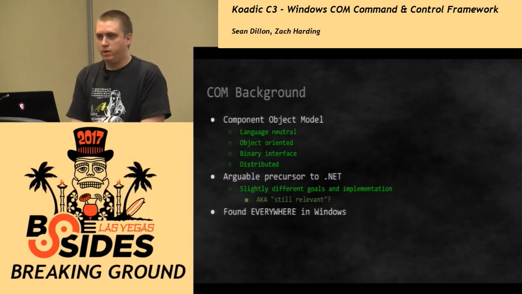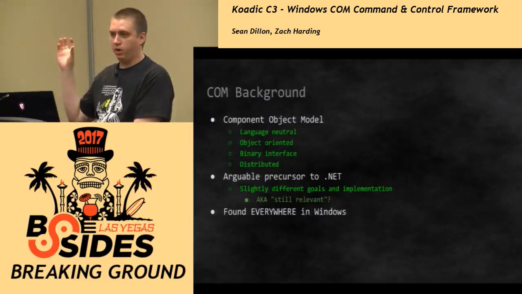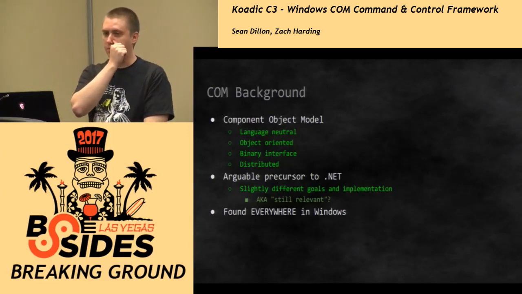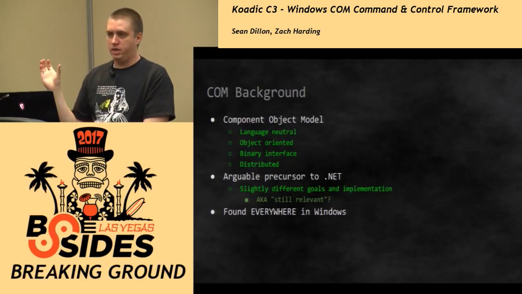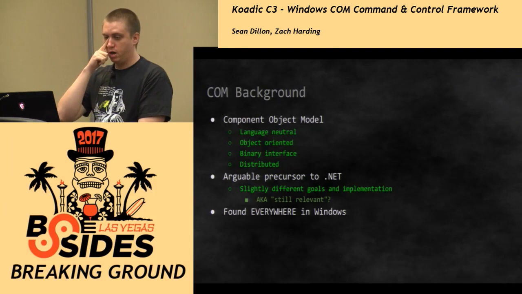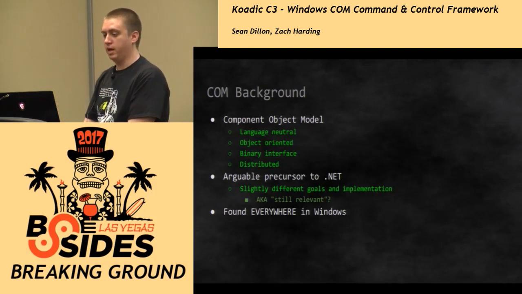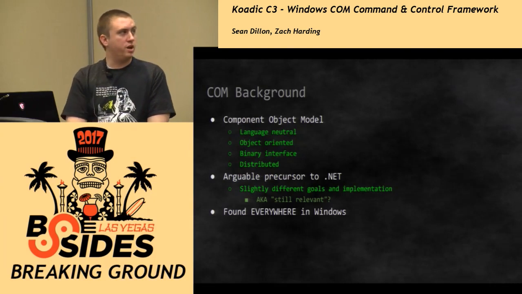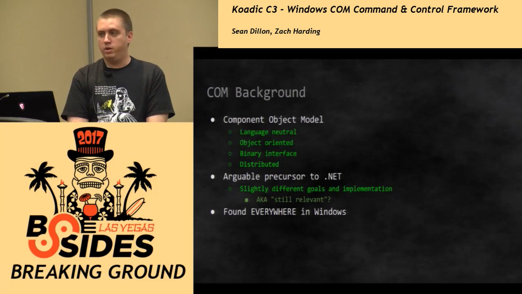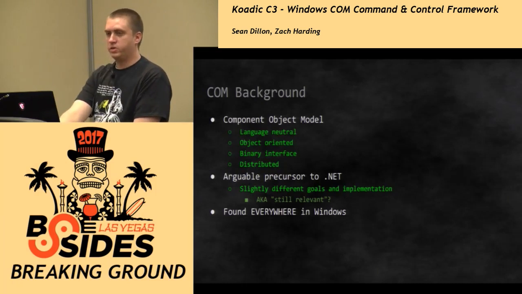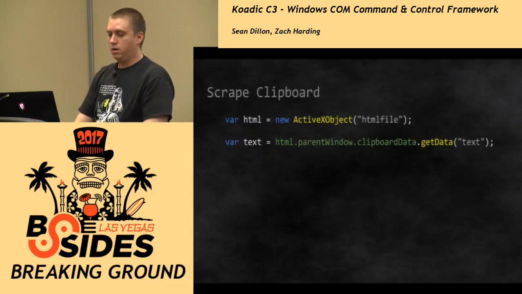So COM was kind of introduced as a way to write a class in one language and have it be able to be instantiated in another language. So what you would do is write a C binary that would expose a COM object, and then you can play with it in VBScript and JScript and stuff like that. And it's an arguable precursor to .NET. It has some slightly different goals, but it's still relevant, and it's found everywhere in Windows. And it's also distributed, so that helps with lateral movement and things.